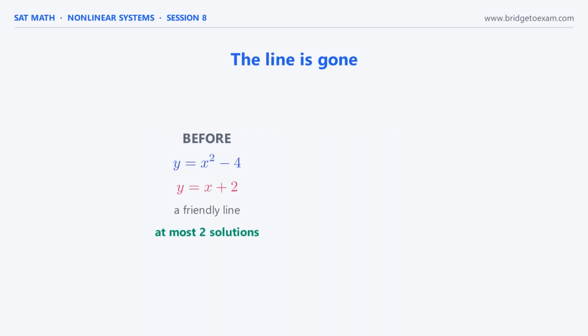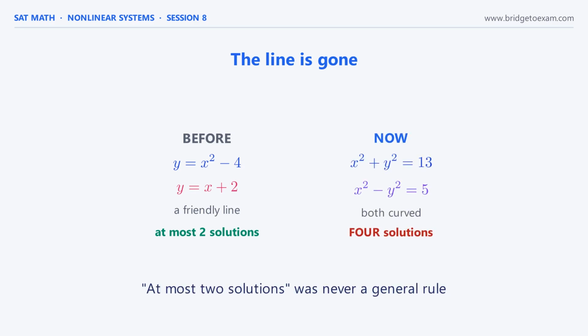Welcome to Session 8. Until now, every system we've solved had at least one straight line in it. That line was our friend. It was the easy equation, the one we substituted with and back substituted into. Today, the line is gone. Both equations are curved.